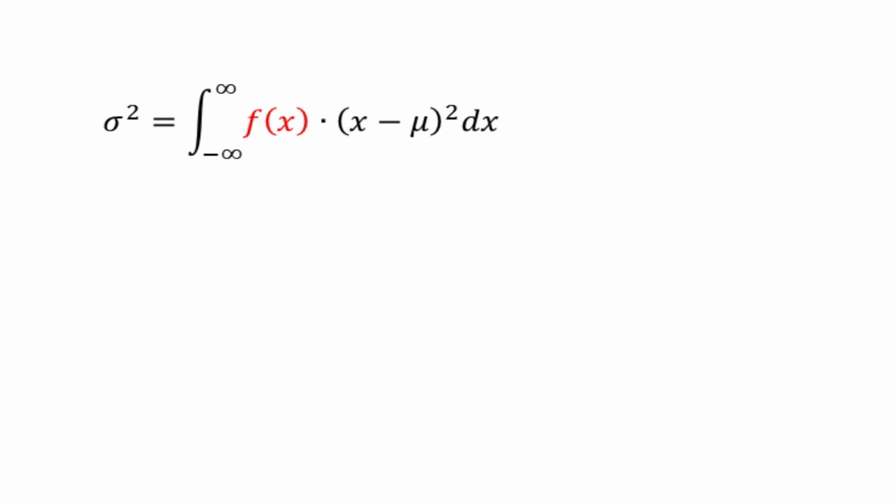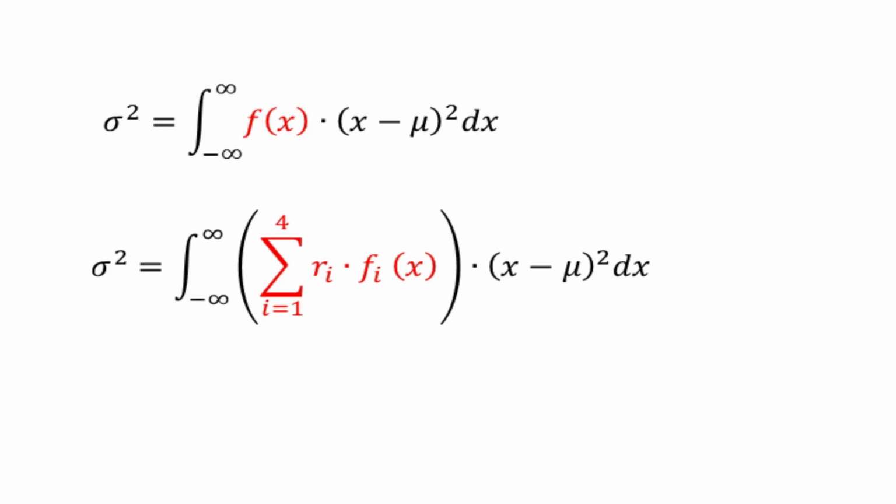Well, what is f(x)? The PDF of our overall population. Well, the PDF of our overall population is simply the weighted average of our 4 individual PDFs, that from the triangle distribution, the normal distribution, the minimum extreme distribution, and the beta distribution. So let's substitute that into our formula for the variance.